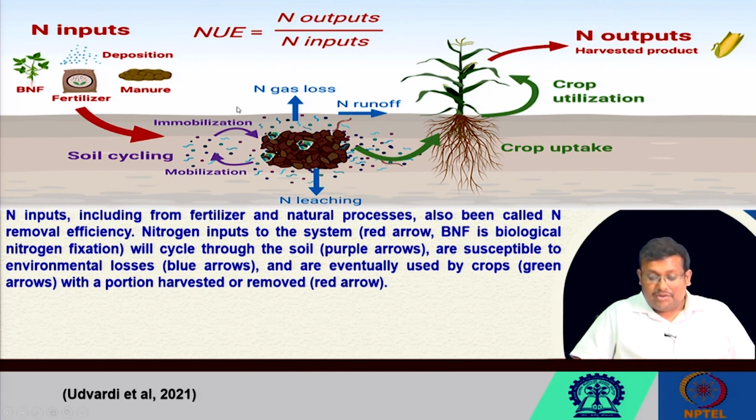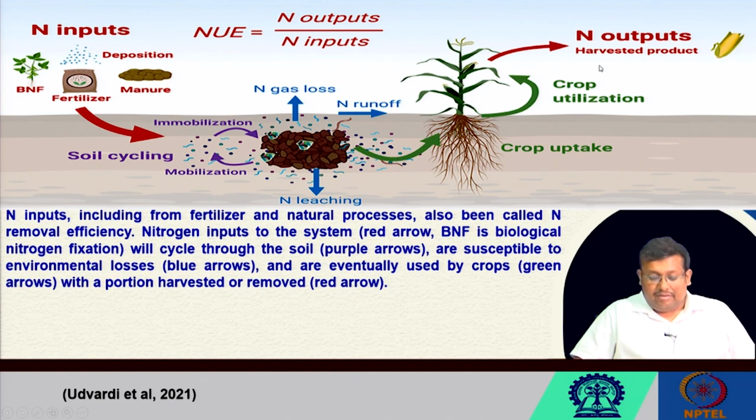For example, BNF is biological nitrogen fixation, which we have discussed. This nitrogen will cycle through the soil, and these purple arrows are showing immobilization and mineralization, and it is also susceptible to environmental losses. These are environmental losses like ammonia volatilization, nitrate runoff and nitrate leaching, and the rest is eventually used by the crops, indicated by this green arrow, with a portion harvested or removed. So, this is crop uptake, crop utilization.